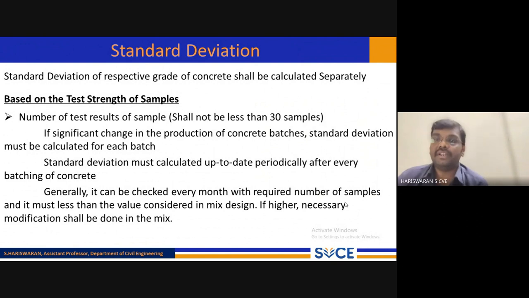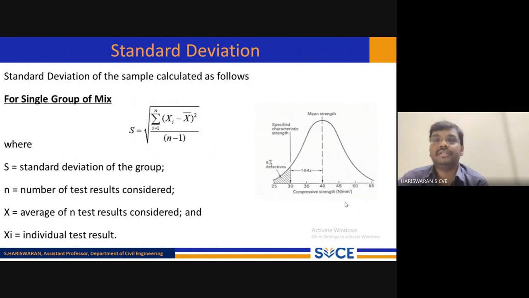It can be checked every month with the required number of samples, and it must be less than the value considered in the mix. So how can the standard deviation S value be arrived at? First, as I told, we have to design how many samples we are going to take. As per recommendation, minimum 30 samples we have to take.